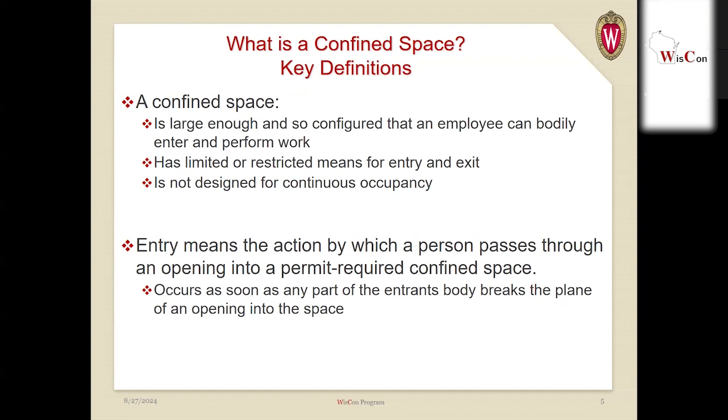The last element that we're looking at for a confined space is that it is not designed for continuous occupancy. So that's kind of the last element we're looking for there. And then the other definition that's important is entry, which means the action by which a person passes through the opening into a permit required confined space. And this occurs as soon as any part of the entrant's body breaks the plane of an opening into a specific space.